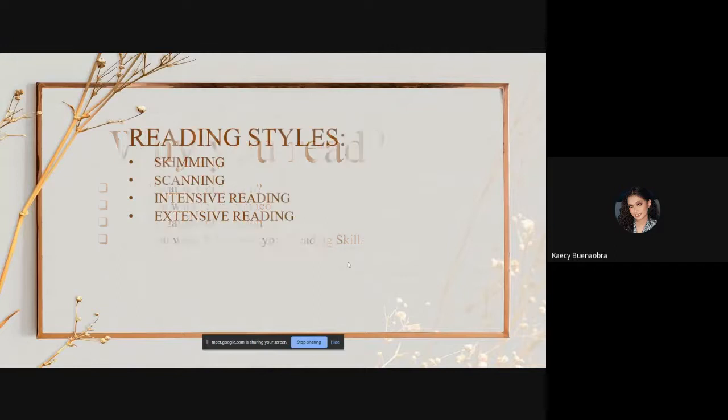Miss Saliendra, can you read the 4 different styles that we have here? Okay, thank you, Miss Saliendra. As you can see here, these are the 4 different reading styles. Let us first discuss skimming. Anyone, do you have any idea about skimming? Oh yes, Miss Liwag. Okay, very well said, Miss Liwag.